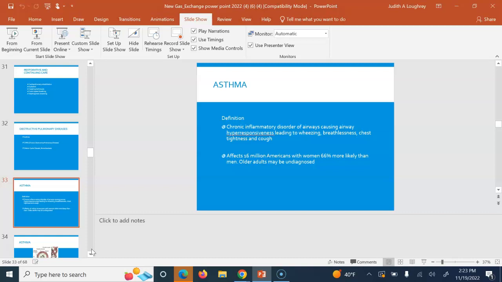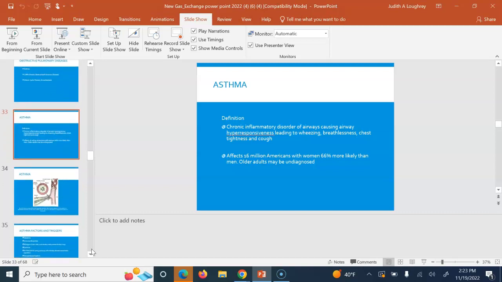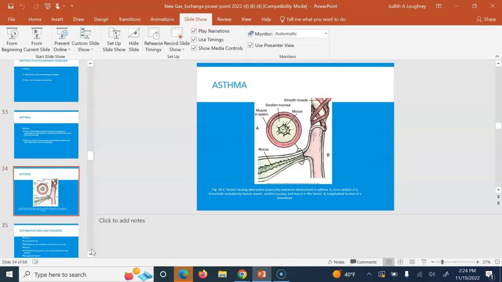Older adults are oftentimes undiagnosed because we see it a lot of times in pediatrics. We will actually go over asthma again, even more in depth, next semester. But it's good to have a basic understanding of what asthma is, especially now that you're dealing with a lot of children who may have it within the schools.